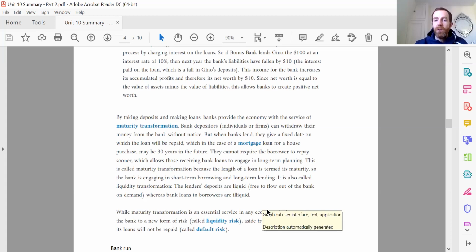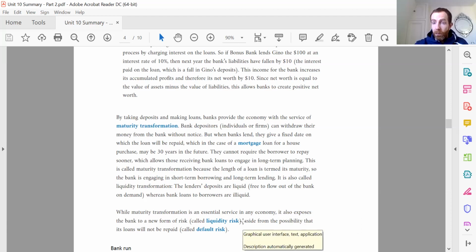This could then turn into a bank run, where the bank might end up going out of business because it's not able to provide all the money that the depositors are demanding. So that's what we mean by liquidity risk.